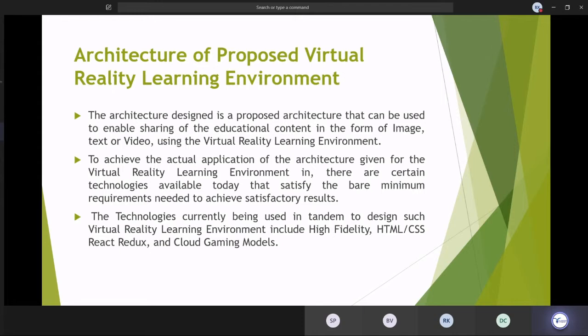To achieve the actual application of this architecture given for the proposed virtual reality learning environment, there are certain technologies available today which can be used to satisfy the bare minimum requirements needed to achieve satisfactory results. The technologies currently being used in tandem to design such a virtual reality learning environment in this proposed architecture include High Fidelity, HTML, CSS, React Redux, and cloud gaming models.